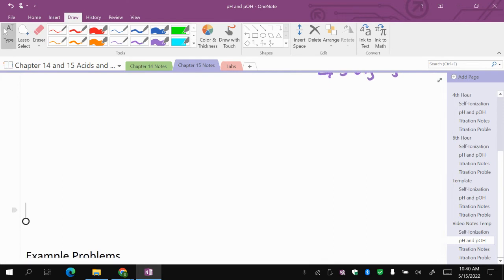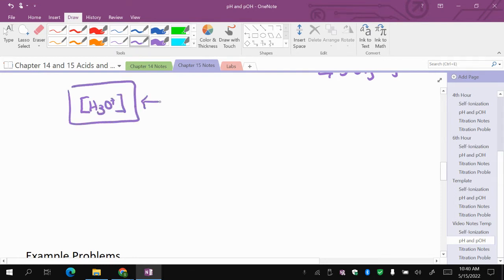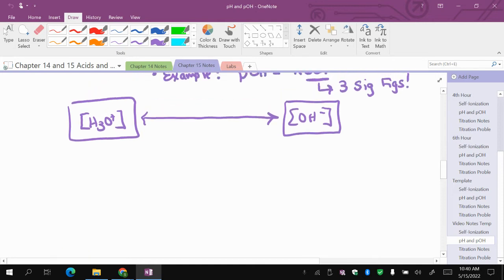So yesterday we went over hydronium ion concentration to hydroxide ion concentration. And we know from yesterday that we can use Kw: hydronium ion concentration times the hydroxide ion concentration equals 1.0 times 10 to the negative 14th.